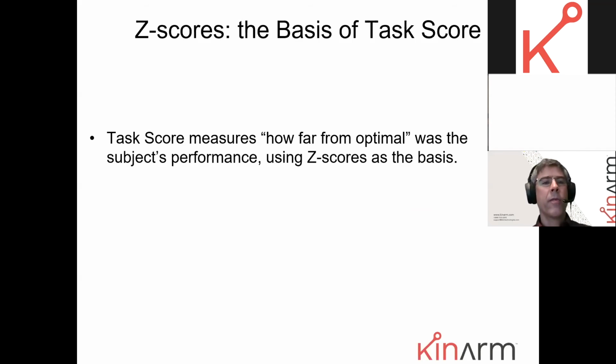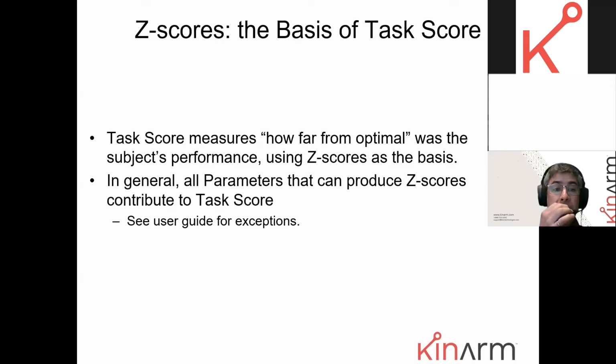Where does task score come from? It's derived from the Z-scores. And in particular, what it does is it measures how far from optimal was the subject's performance. And it's going to use Z-scores as the basis. In general, all parameters that can produce Z-scores contribute to task score. There are some exceptions. I'm not going to go into the details about all of that because that's starting to get quite specific, but we do provide information in our user guide about which parameters are excluded from task score.